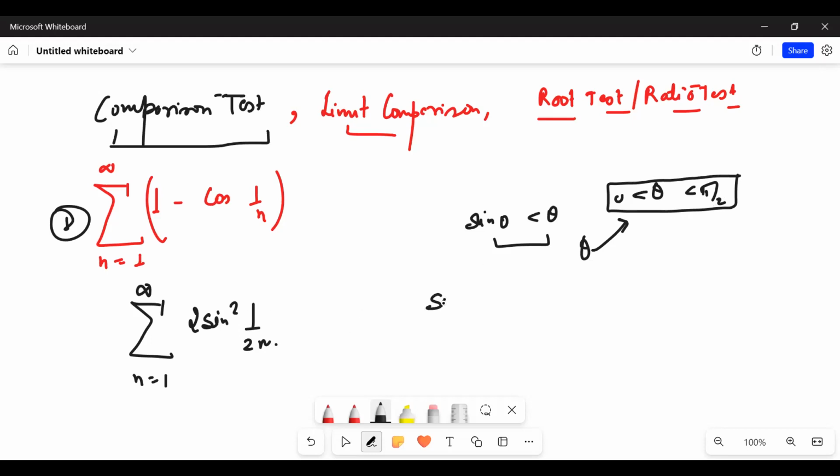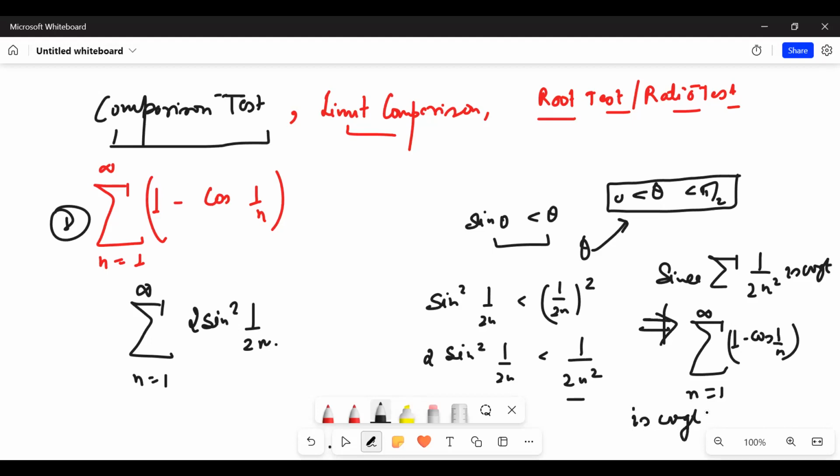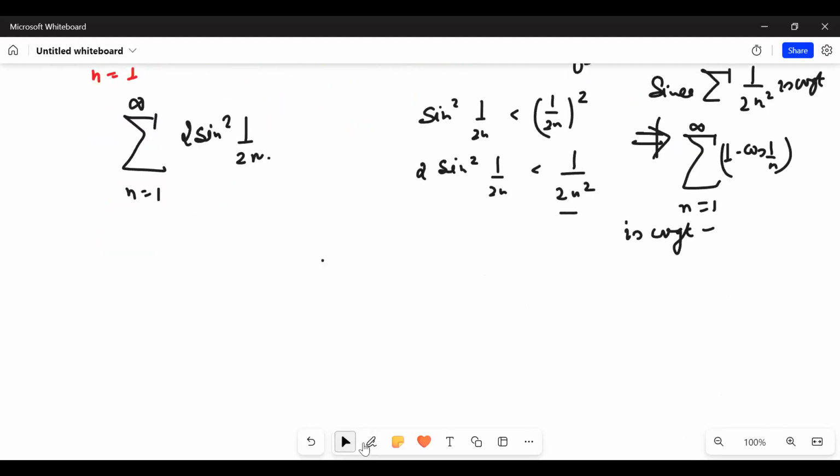So I can write that sine square 1 upon 2n would indeed be less than 1 upon 2n whole square. And 2 times sine square 1 upon 2n will indeed be less than 1 upon 2n square. Since 1 upon n square is convergent, so therefore this is convergent. Since summation 1 upon 2 times n square is convergent, it implies that summation n equals to 1 to infinity 1 minus cos of 1 by n is convergent. Okay, so this is problem number 1.